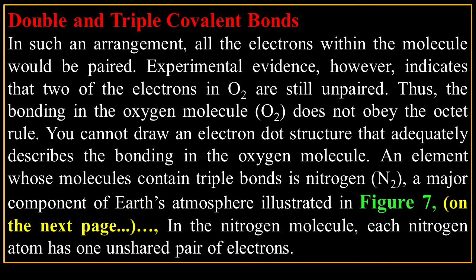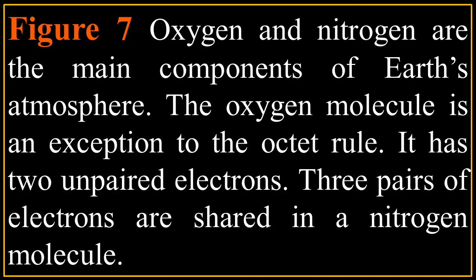An element whose molecules contain triple bonds is nitrogen, N2, a major component of the Earth's atmosphere, illustrated in Figure 7 on the next page. In the nitrogen molecule, each nitrogen atom has one unshared pair of electrons. Oxygen and nitrogen are the main components of Earth's atmosphere. The oxygen molecule is an exception to the octet rule. It has 2 unpaired electrons. 3 pairs of electrons are shared in a nitrogen molecule.